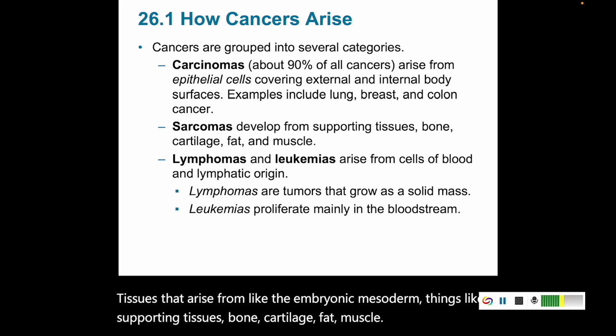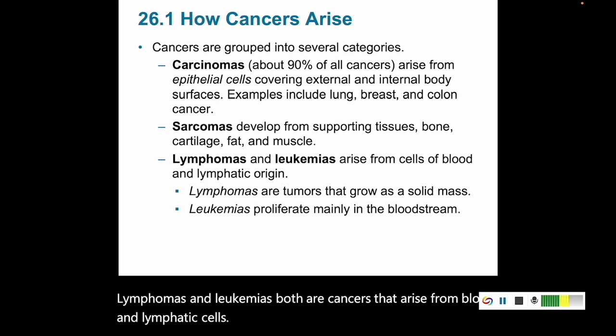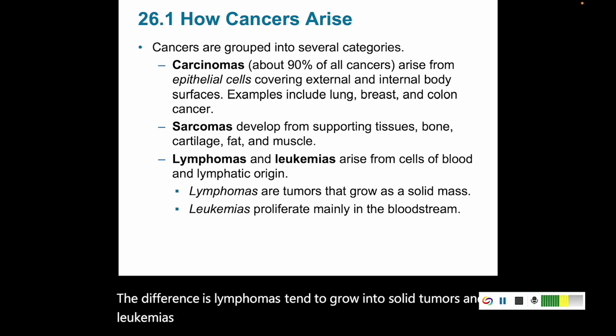Lymphomas and leukemias both are cancers that arise from blood and lymphatic cells. The difference is lymphomas tend to grow into solid tumors, and leukemias tend to be cells in the bloodstream.